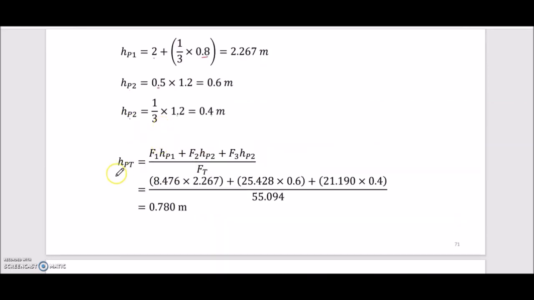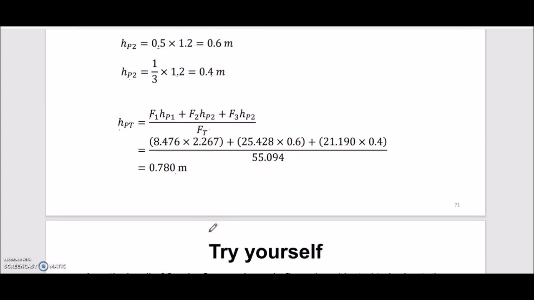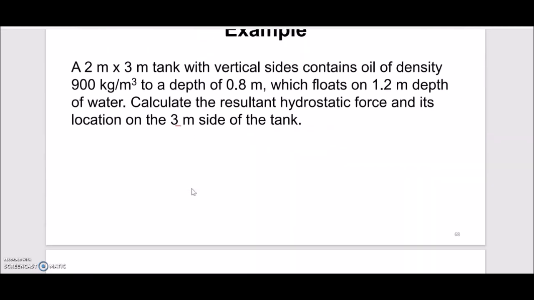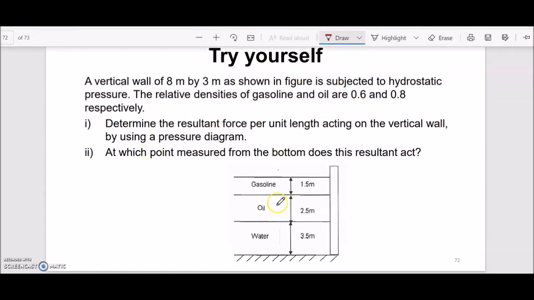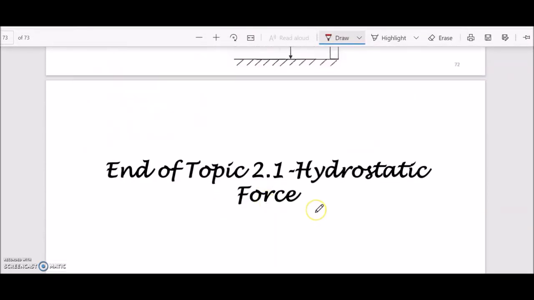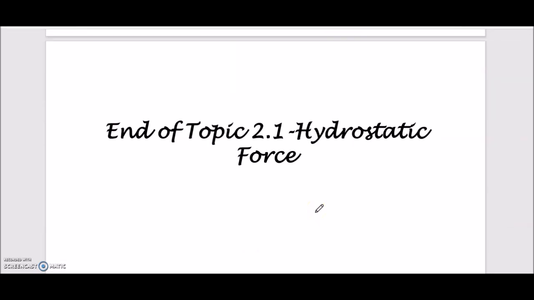Then you need to calculate the total center of pressure. So we have F1 times HP1, plus F2 times HP2, plus F3 times HP3, over the total force, so you get 0.780 meter. So that is the answer for the resultant hydrostatic force. And then you can try this example. We will continue in the next video. Thank you very much.